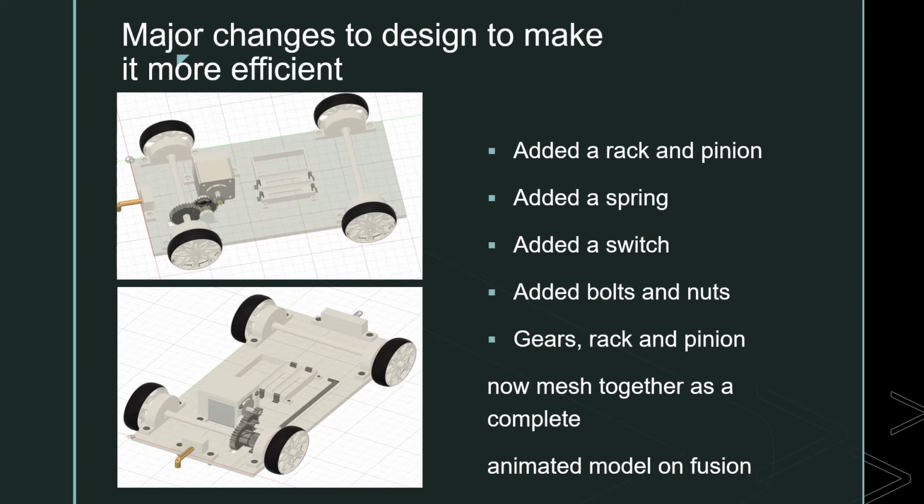So we had some major changes to our design since scenario 1 to make it more efficient and more practical. First off, we added a rack and pinion to measure distance mechanically. We added a spring for deceleration, a switch for the vehicle to be able to change direction, bolts and nuts so that everything was clamped into place. And we also added gears, rack and pinion that now mesh together on Fusion as a completely animated model.